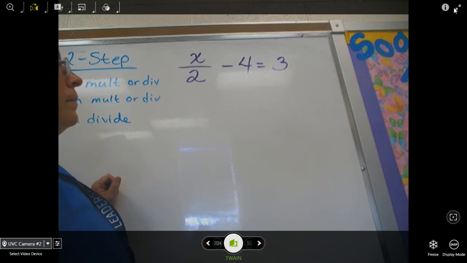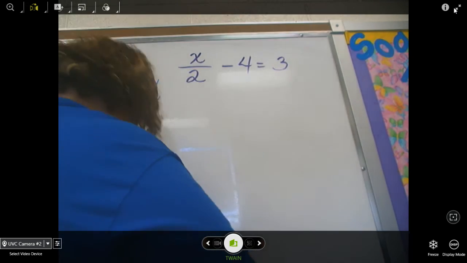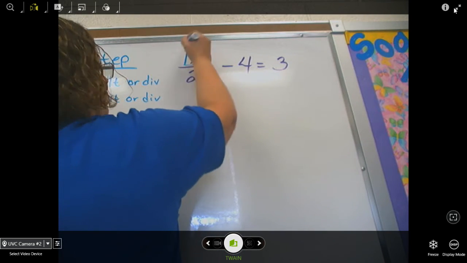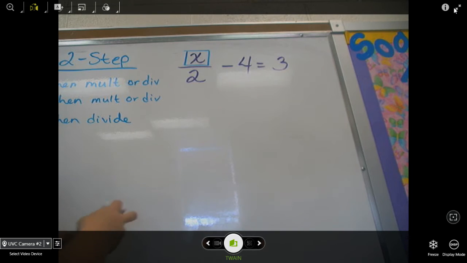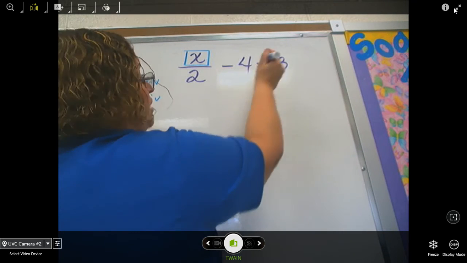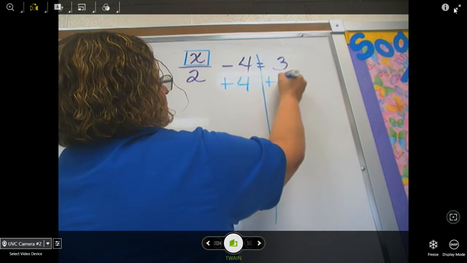All right, remember what we said. We're either going to add or subtract first. We're still trying to quarantine the variable. So we add or subtract first. Well, right here we have subtraction. What's the inverse of subtraction? Addition. So I'm going to add 4 to both sides.